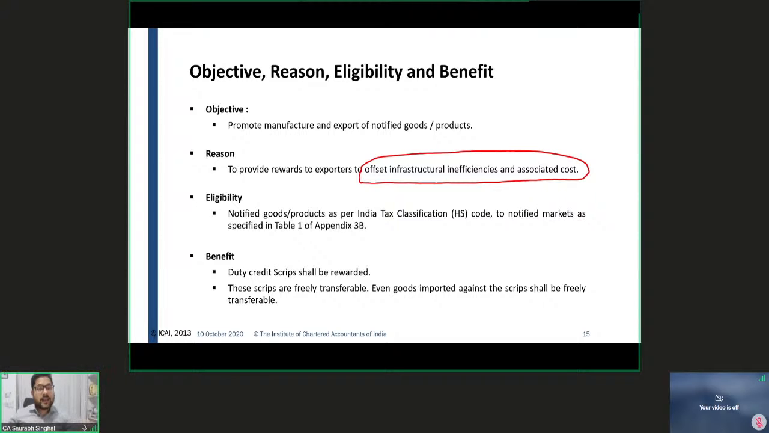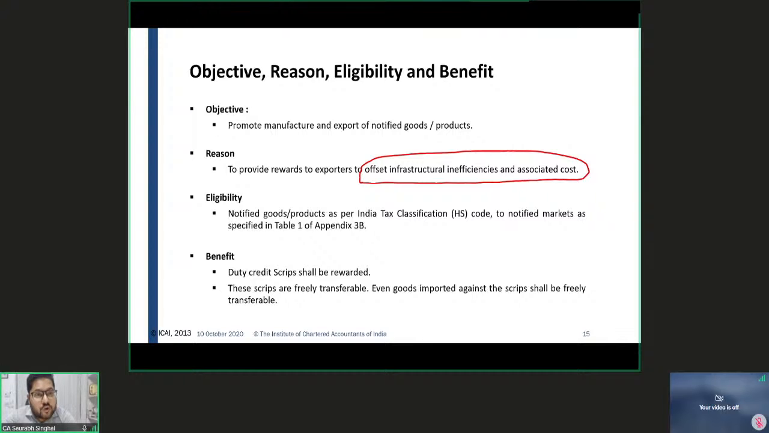So our government realizes and acknowledges that India does not have the appropriate infrastructure for the exports to be smooth, to be free from unnecessary costs. Because of that lack of infrastructure, exporters have to pay an extra cost while they export from India.